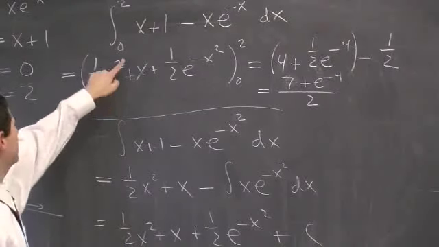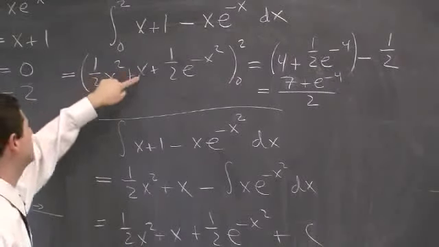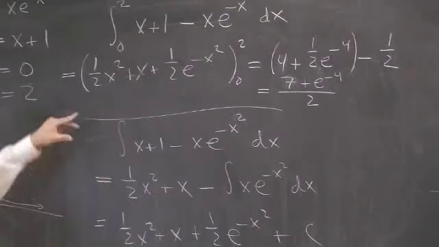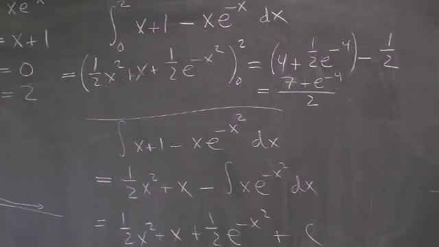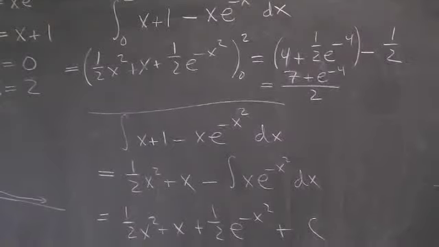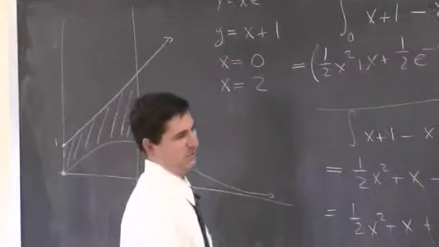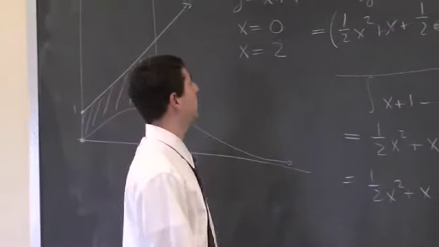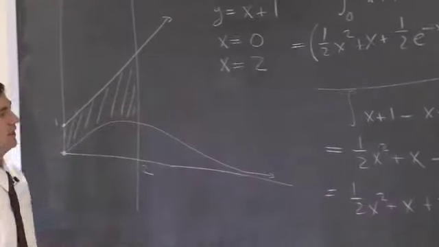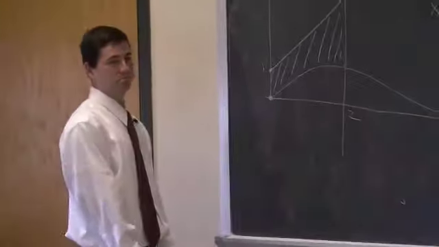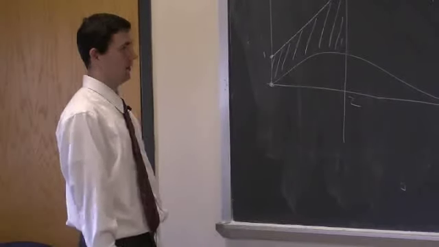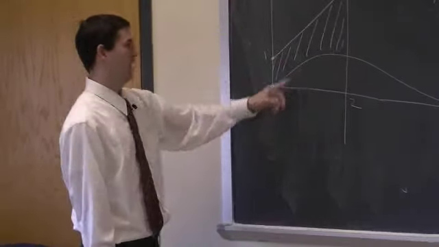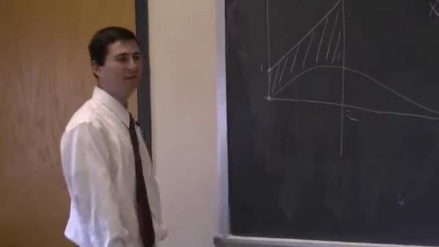Well, it's okay. 2 squared is 4, divided by 2 is 2, plus 2 is 4. Somehow I didn't divide it. Go back on the tape, you'll hear me say, divided by 2 is 4, plus 2 is 6. Something like that. Okay, so that's the area: 7 plus e to the minus 4 over 2. Not bad. It's the first answer that's somewhat not nice.